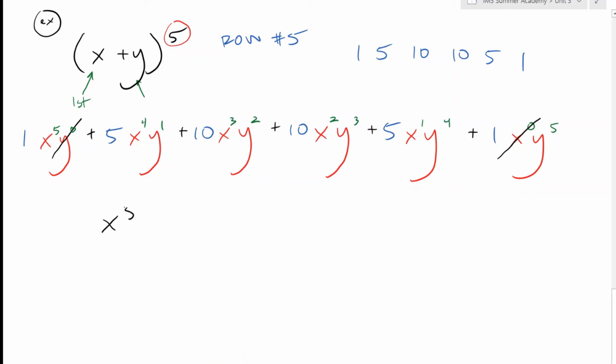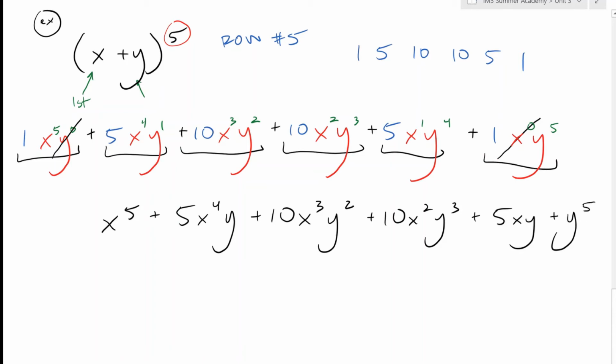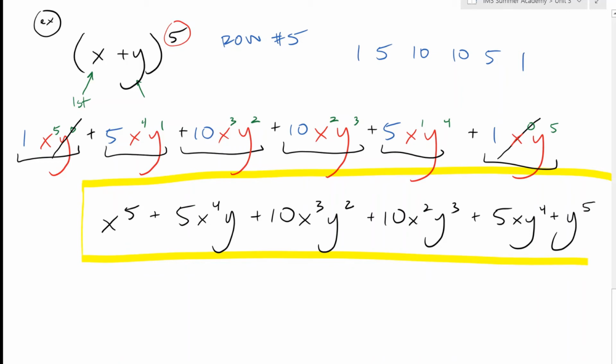So we've got, from here, we've got x to the 5. Here we've got plus 5x to the 4 and a y. Plus 10x to the third y squared. Plus 10x squared y cubed. Plus 5xy. And finally, plus y to the 5. Oops, I missed something. There it is. Y to the 4 plus y to the 5. Alright, so again, that one a lot faster. If we tried to multiply that out 5 different times, probably wouldn't get here for a while.